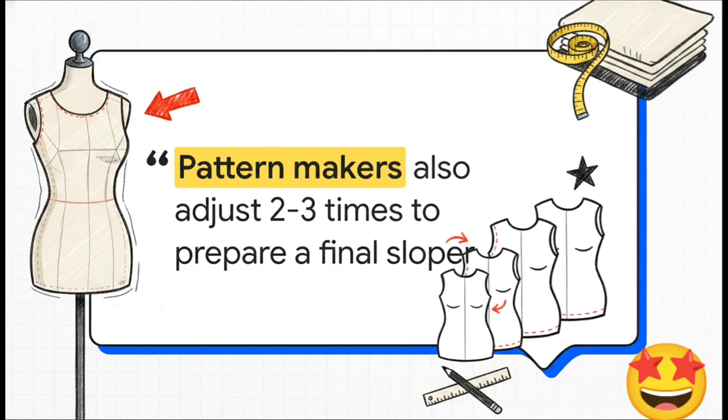Even professional pattern makers, people who have literally been doing this for decades, take 2 to 3 tries, constantly adjusting the ease and tweaking the curves before they prepare a final sloper. We call it a block because once those tweaks are finally perfect, it becomes a permanent, reusable base for hundreds of future designs. So think of it as a true investment of your time.